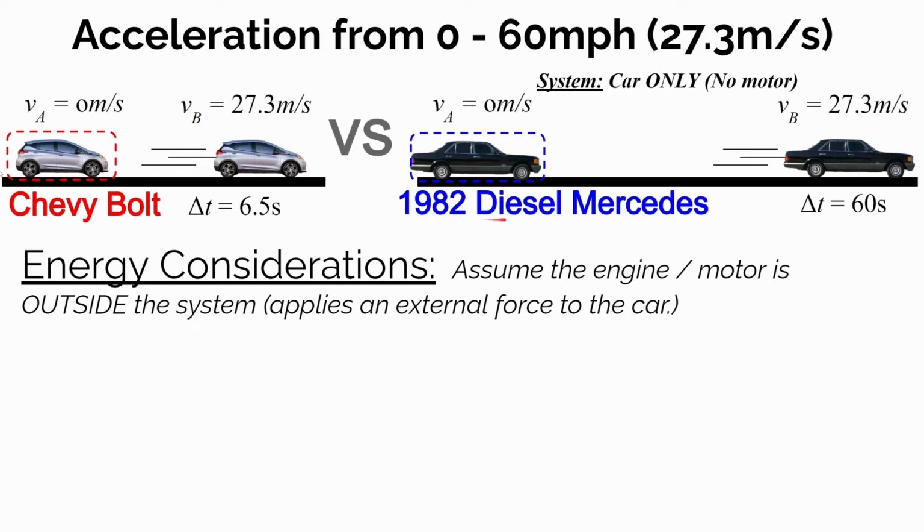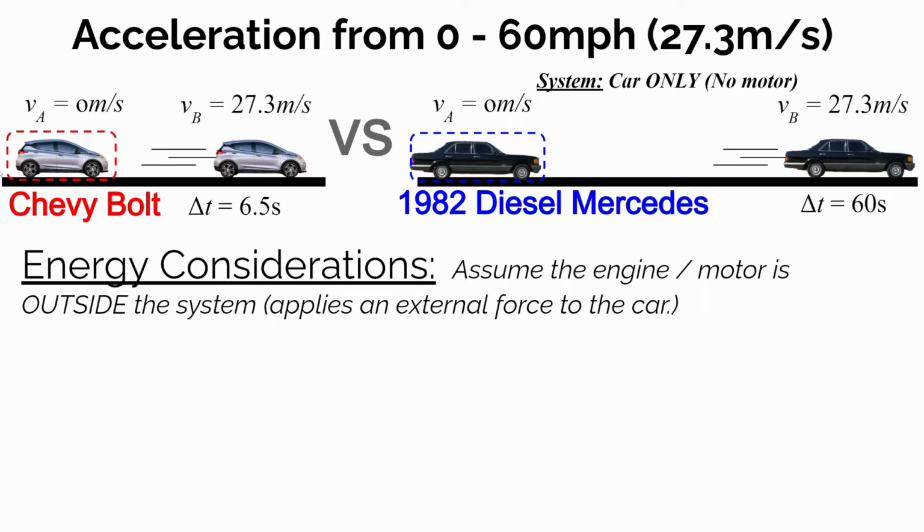Now, if you take something like a 1982 diesel Mercedes, which is something I owned about 10 or so years ago, I could go from 0 to 60. I could reach about 27.3 meters per second, but it honestly took me about 60 seconds, sometimes less, sometimes more. It depended whether there's a headwind or I was going uphill or downhill, but I could reach it, but it would take me about a minute, right?